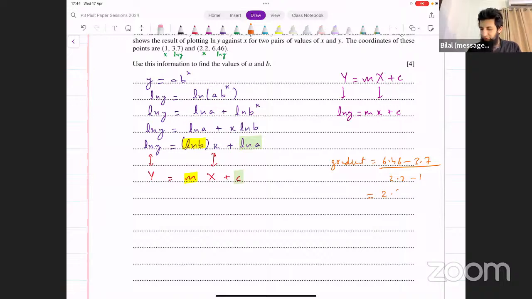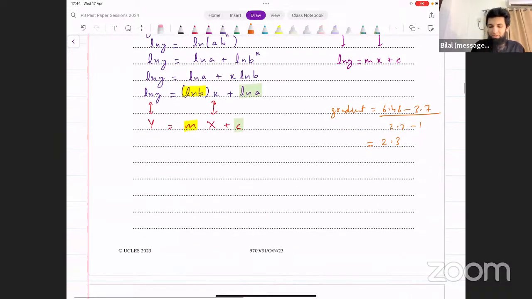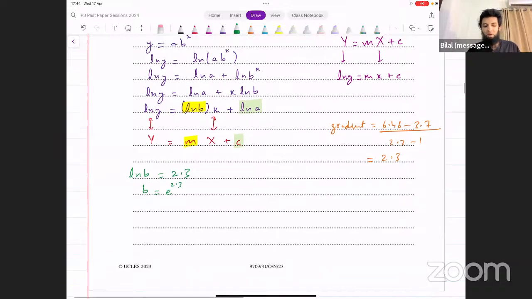So the gradient turns out to be 2.3. What that means is, since the gradient is 2.3, ln b, which was the gradient, is equal to 2.3. And we can find the value of b from this. How do you do that? Base of ln is e, right? Ln is the log with base e. E will go to the other side, become the base of 2.3, so that it becomes b equals e raised to power 2.3. That's the value of b that we get.